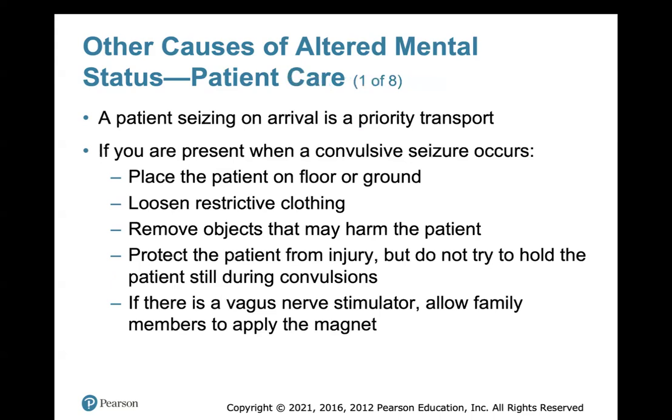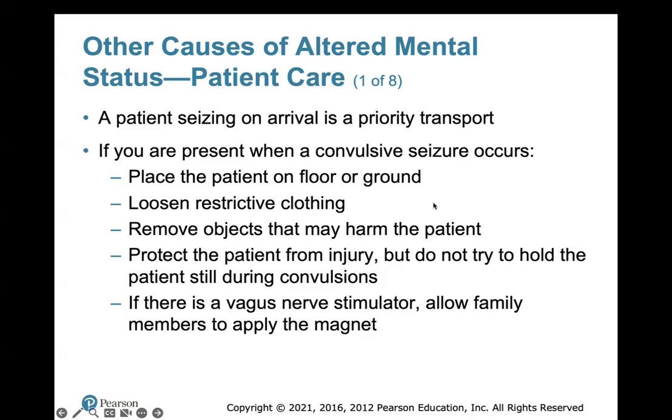If a patient is seizing on arrival, they are a priority transport. If you're present when a convulsive seizure occurs, place the patient on the ground. Loosen restrictive clothing. So unbutton top buttons, take stuff away from around their neck, things like that. Remove any objects from the area that may harm the patient. Okay. So chairs, tables, sharp objects, anything that they could hit, knock down, anything that could hurt and injure themselves, get it away from them.